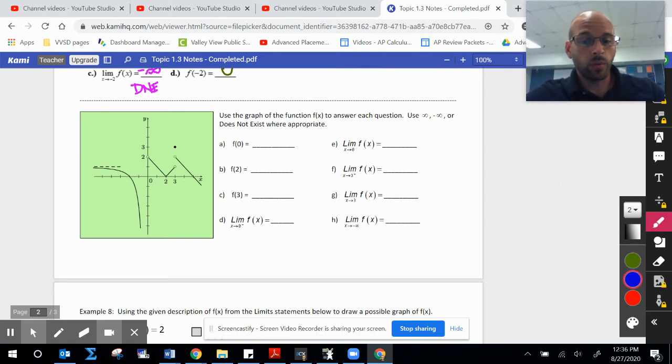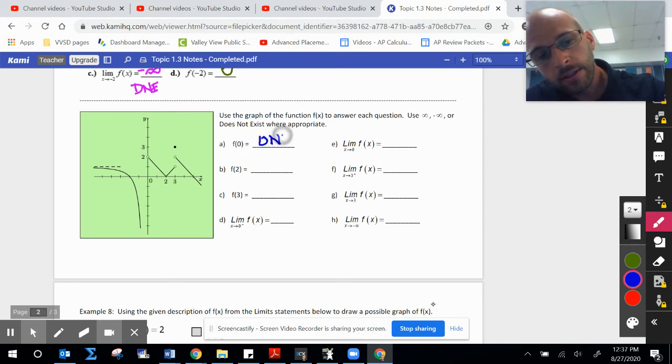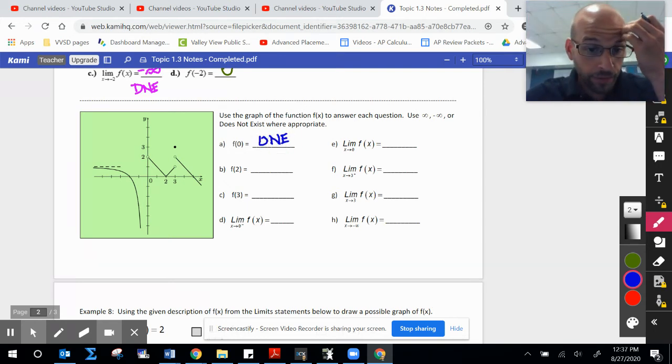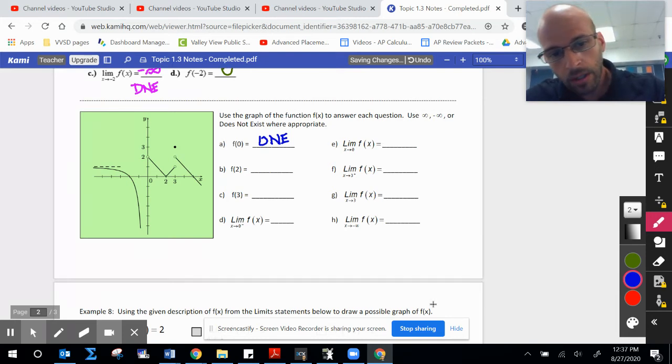So starting with part A, f of 0. So at 0, there is a hole there, so that does not exist. F of 2, so going down, is going to be at 0. So there is a point here on the x-axis. F of 3 is this point all the way up at the top.